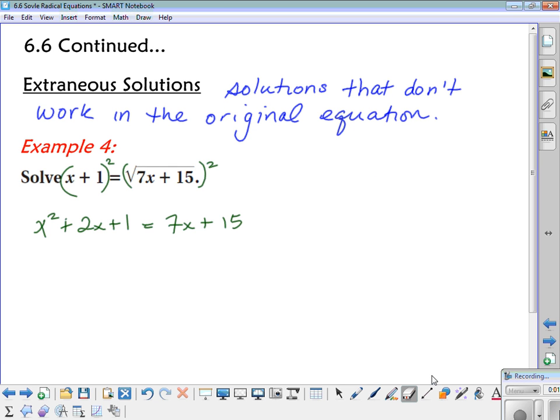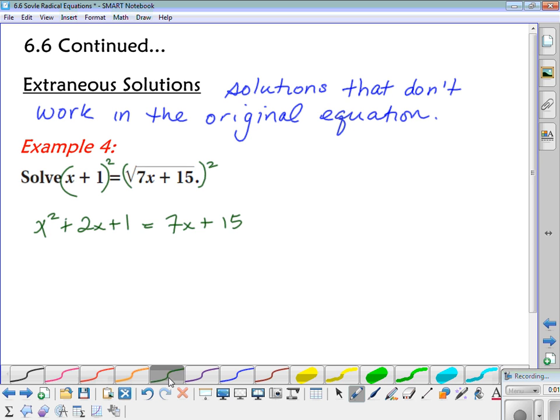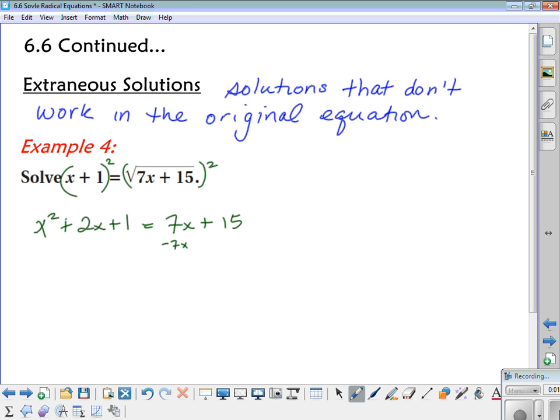All right, so then I would subtract the 7x and subtract the 15 from both sides so that it equals 0. And I get x squared minus 5x minus 14 is equal to 0. And so now I have a trinomial that can be factored, so I'll go ahead and factor it into two binomials. What's it going to be, guys? Right, x minus 7, x plus 2. And so that means that x is either going to be positive 7 or negative 2.